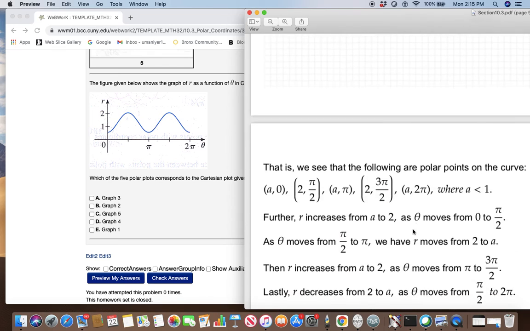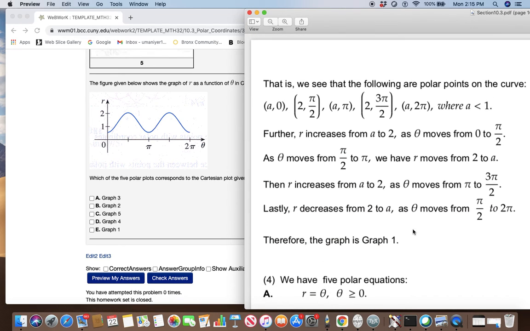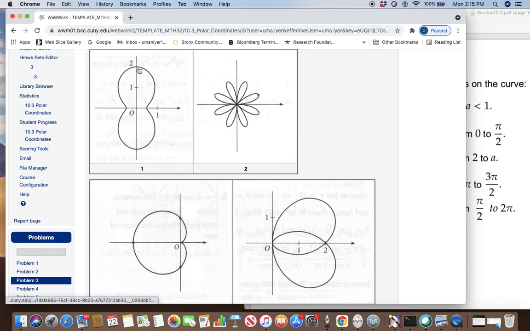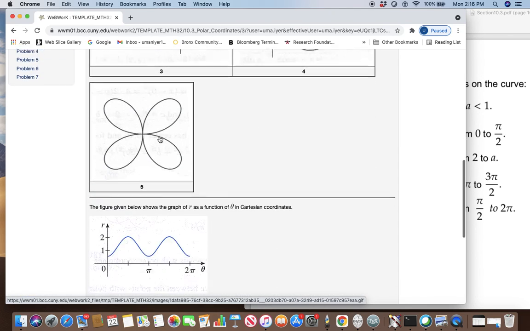So which of these curves? The maximum height I can see is at pi over 2 and 3 pi over 2. It starts at a distance from the origin of less than 1, then increases until height 2, then starts decreasing until the same distance A, then increases until distance 2, and continues. So that's graph 1.